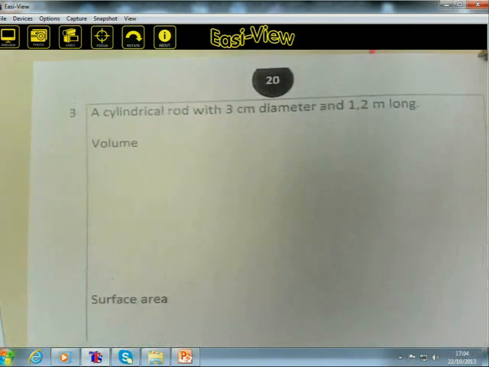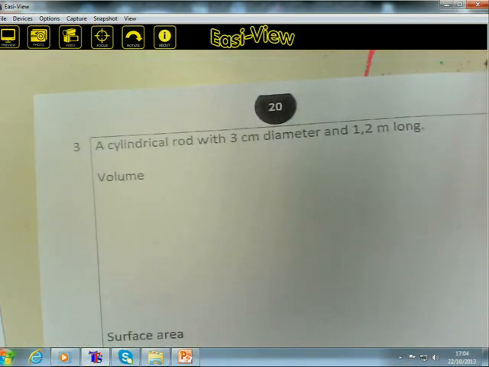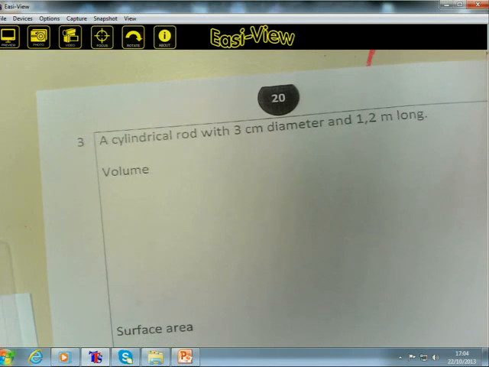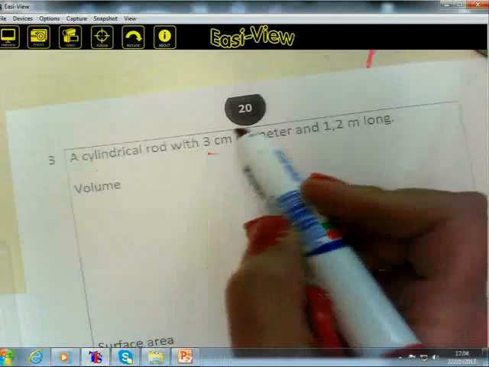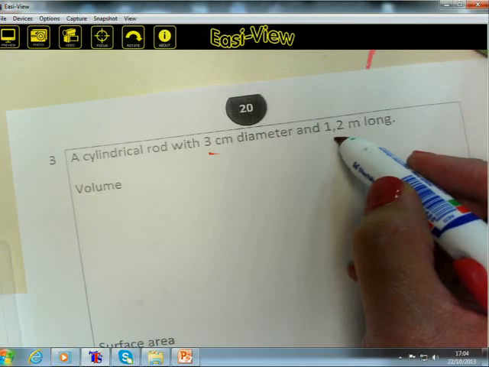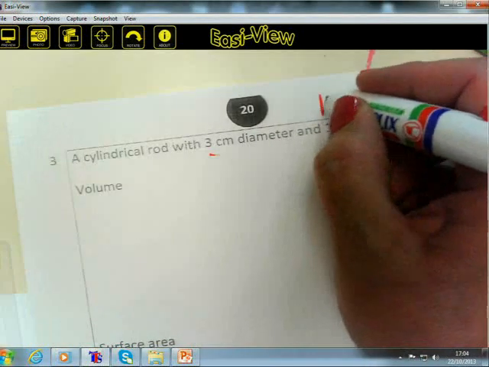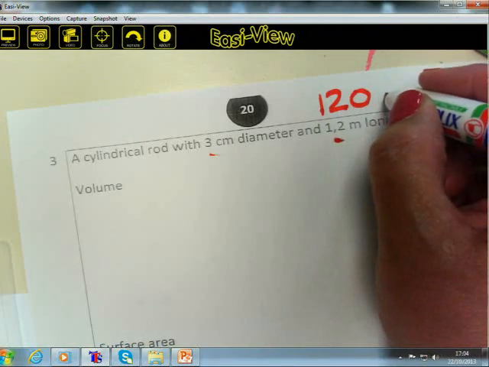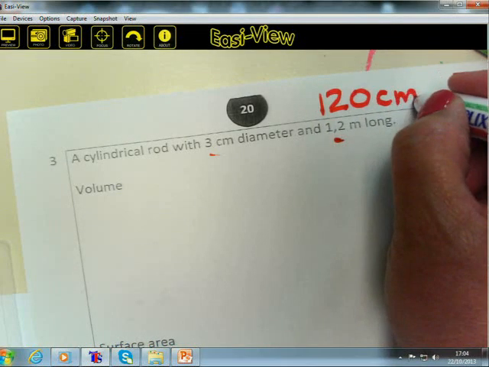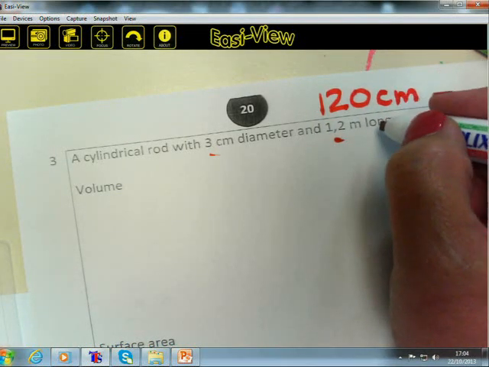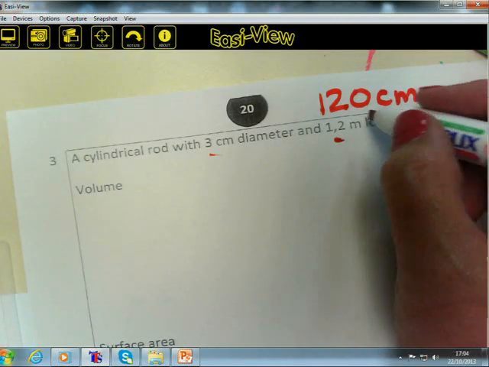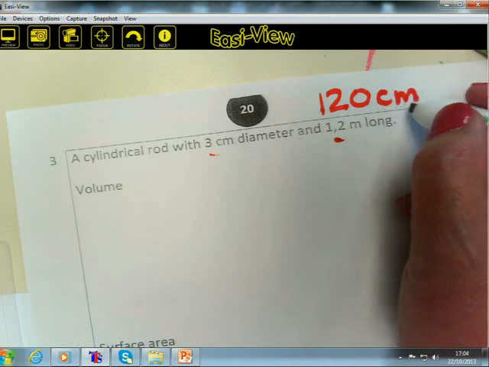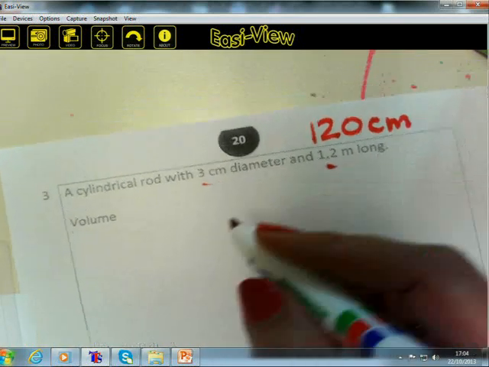Now the cylindrical rod with 3 centimeter diameter and 1,2 meters long. Red light. I cannot work with centimeters and meters. Let's convert this one to 120 centimeters. Can you remember? To go from meters to centimeters, century is 100 years. It is times 100, so it's 120 centimeters.